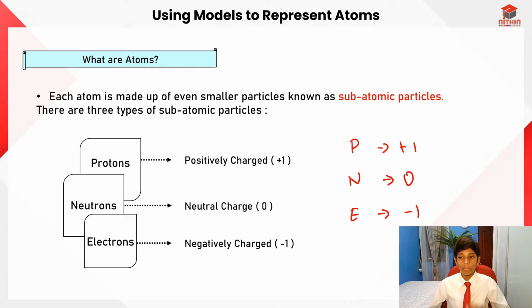A good way to remember this is that protons start with the letter P, so P stands for positively charged. This is how I remember that protons are positively charged. Neutrons are neutral in charge because it is in the name itself, neutron, so just remember neutral charge. And lastly, electrons are negatively charged. I hope you understood that. So now let's move on.